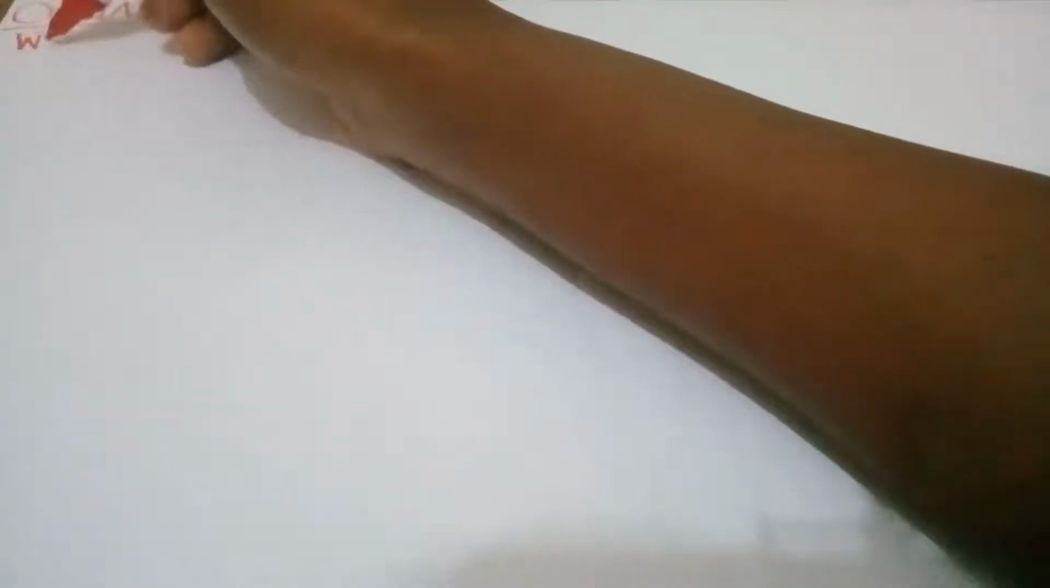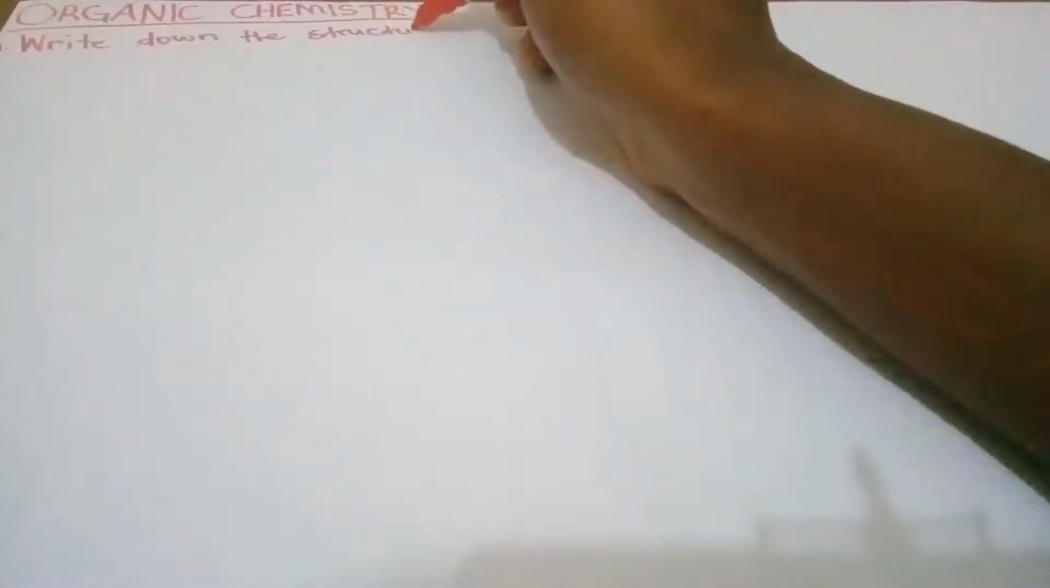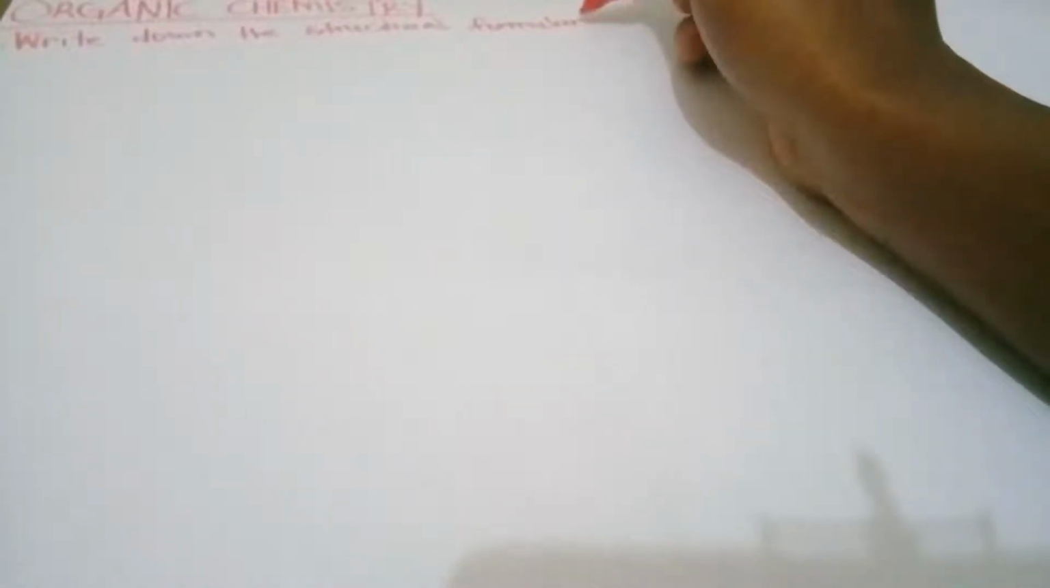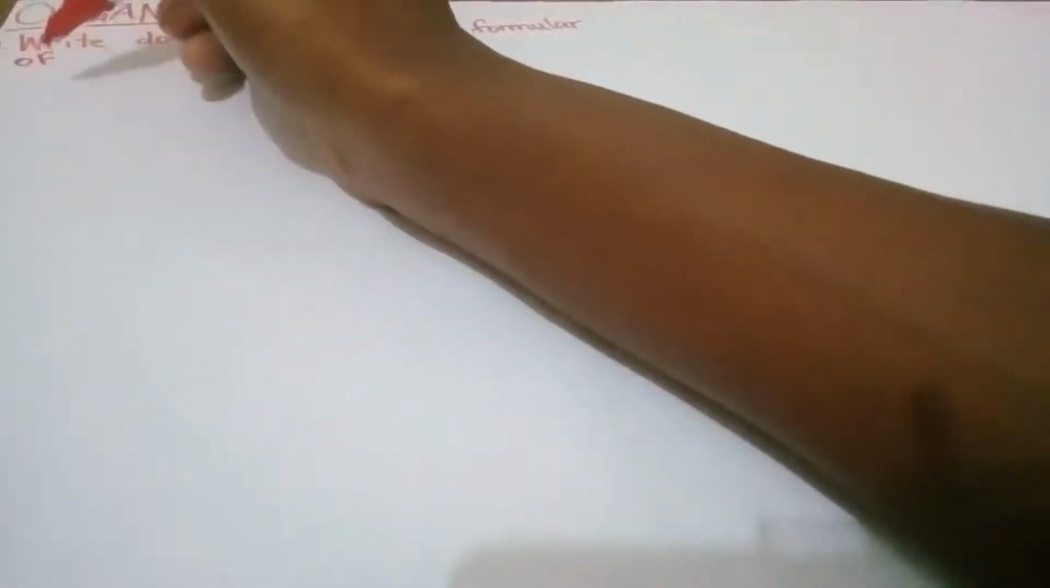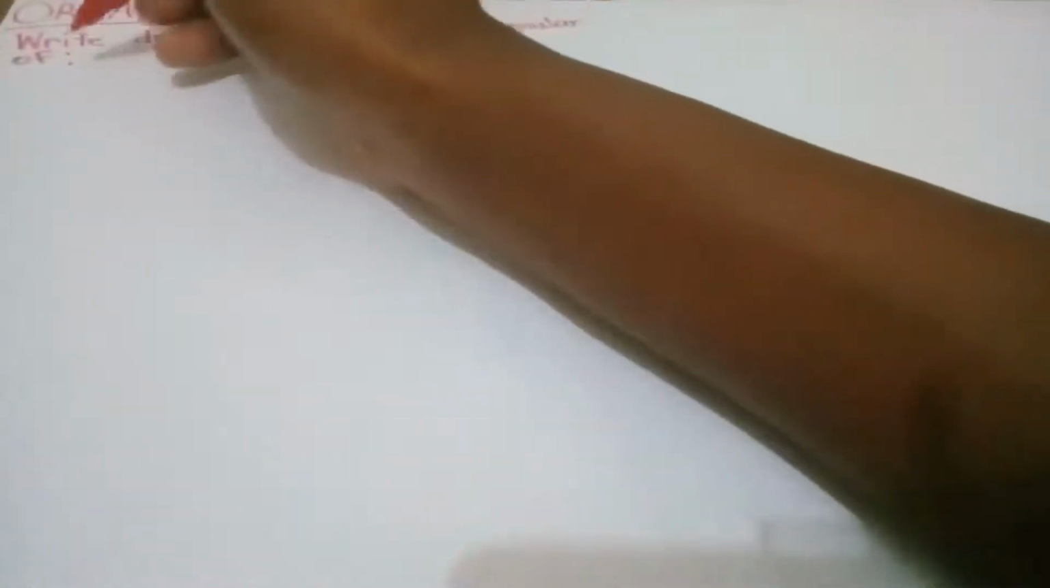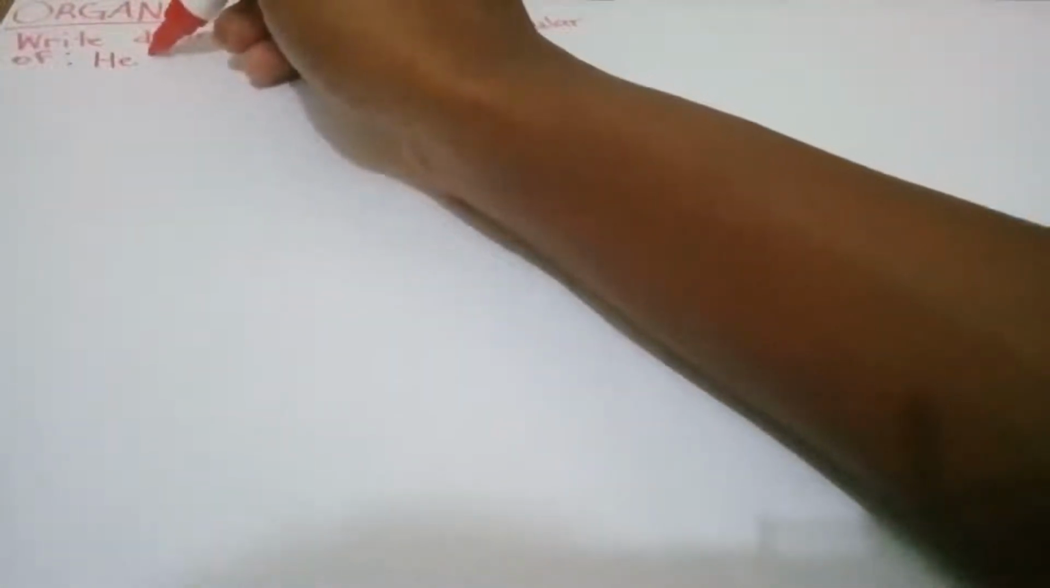Okay, so the question of today says: write down the structural formula of the following compounds. So the very first compound that we're going to be dealing with is hexane.